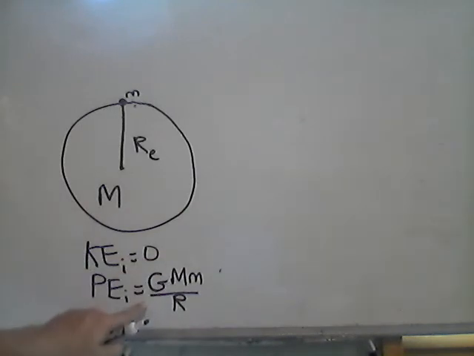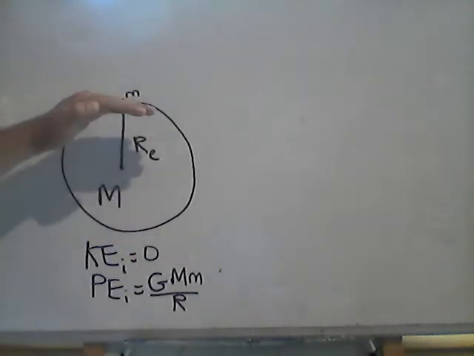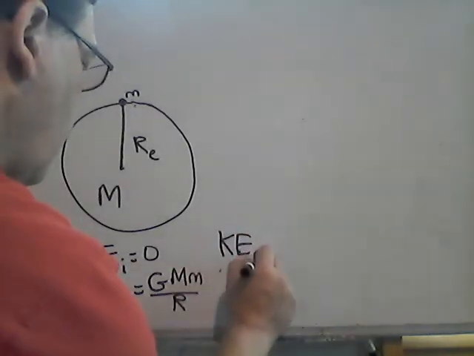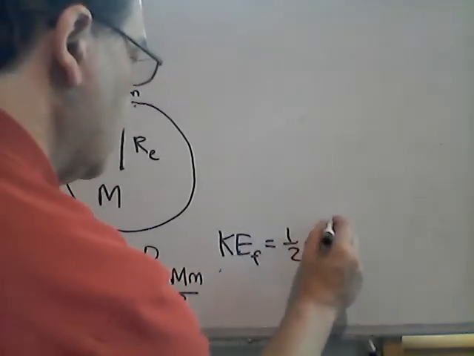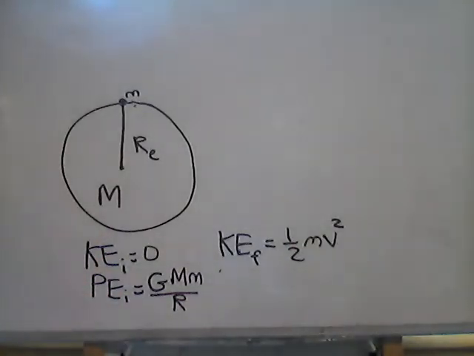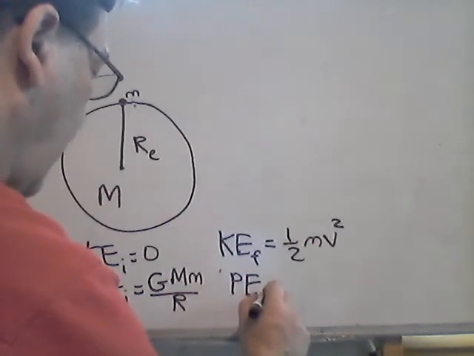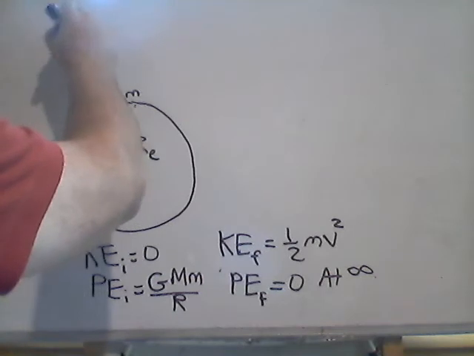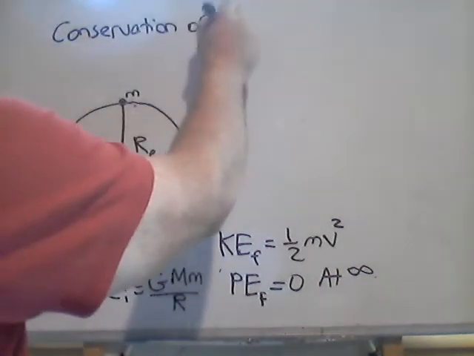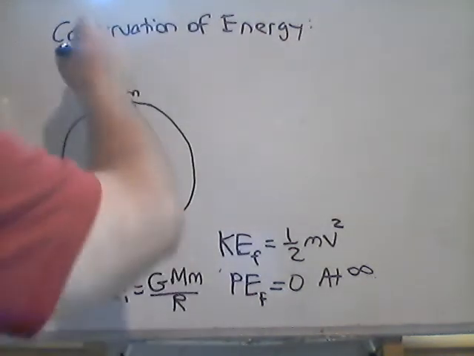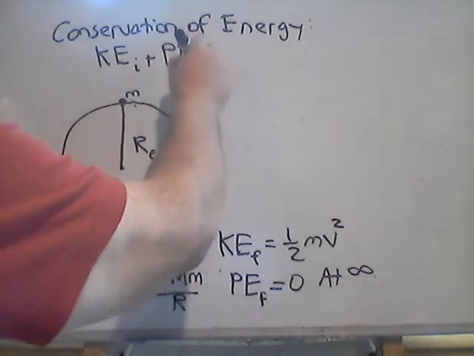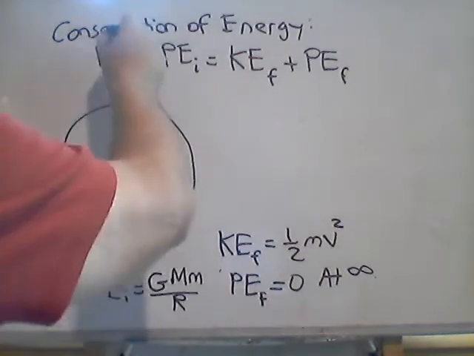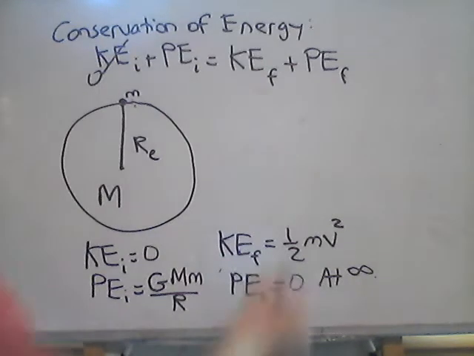Anyway, that's my initial situation. Initially, the rocket's not moving. Finally, we're going to assume that the rocket goes so far away that the potential energy will basically be zero. At this point, the kinetic energy final will be some 1/2 mv squared. That v is going to be the escape velocity of the rocket, or anybody, honestly. Your final potential energy, considered at infinity, will be zero. So what happens here? Conservation of energy. Kinetic energy initial plus potential energy initial is kinetic energy final plus potential energy final. A couple of these are zeros, which is nice. The rocket's sitting initially at rest before it starts taking off, and potential energy final is zero.